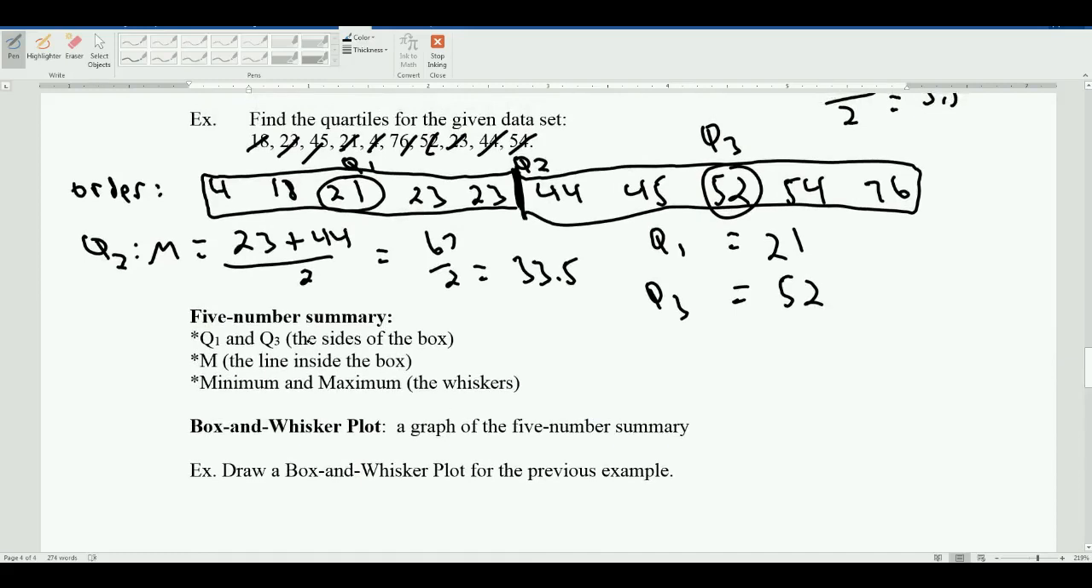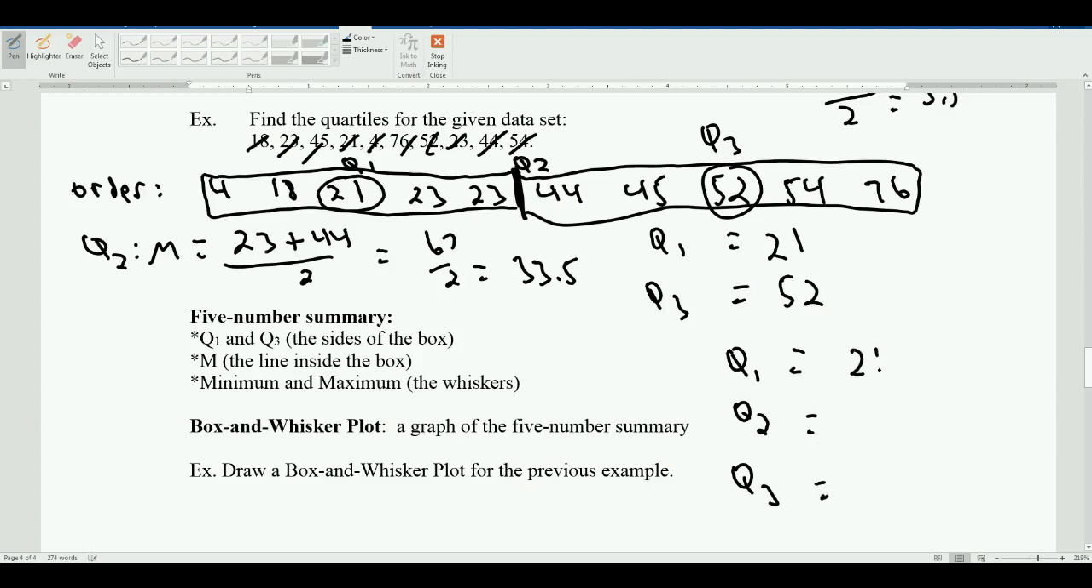Now, on this box and whisker plot, it has a 5-number summary. That 5-number summary has the 3 quartiles and then the minimum and maximum values. So let's just go ahead and write all these down while we have them. So let's start with the quartiles. We're doing the previous example.